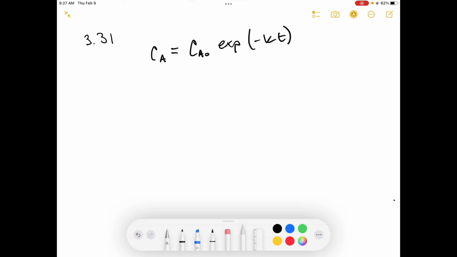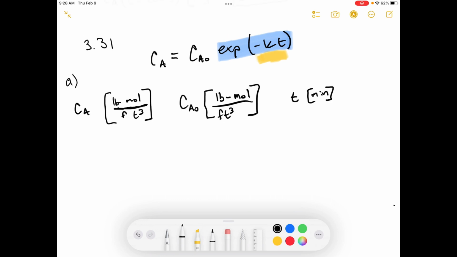Part A: if CA and CA0 are in pound moles per feet cubed and t is in minutes, what are the units of K? Well, in order to do this problem, you have to remember that the exponent term cannot have units. Therefore, kt, the inside of this, cannot have units. Well, t does have units, so k needs to cancel those units.